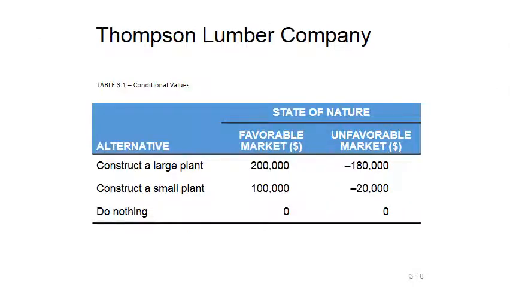With decision-making under certainty, we know for a fact which state of nature will occur. If we know for a fact that we're going to have a favorable market, then we would select to build a large plant because it has the highest payoff. However, if we know for a fact that we will have an unfavorable market, then we would select to do nothing because we would lose $0.